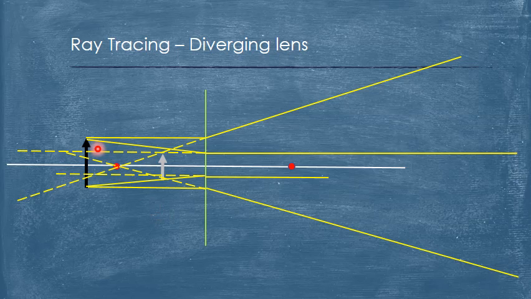Now, D1 is the distance between the source and the lens. D2 is the distance between the image and the lens, but that's on the wrong side. It's virtual, so this distance has to be a negative number.